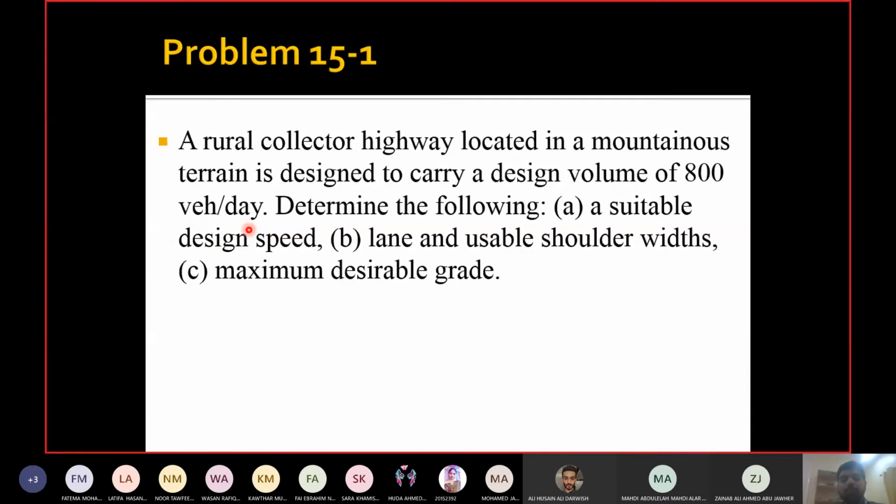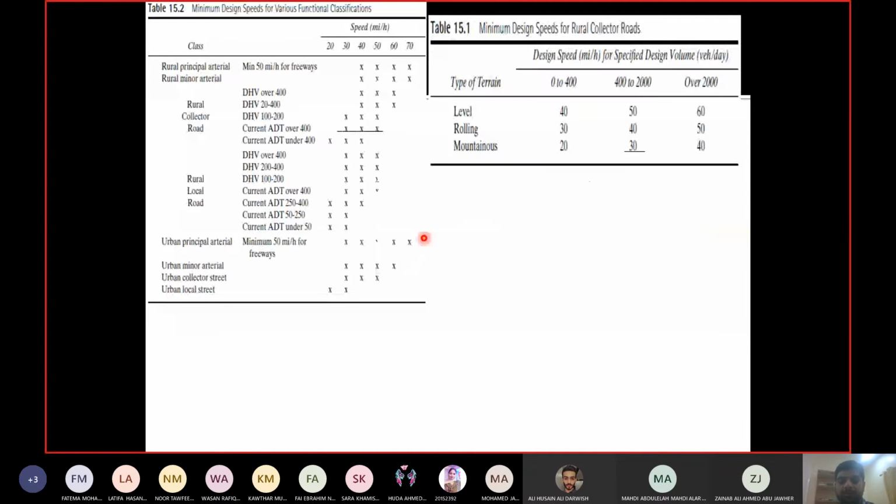We have to find out the design speed, width of the lane and shoulders, and the gradient of the road. Okay, so basically 4 things. Starting with the speed. For speed, I have these 2 tables. Okay, if you are designing a rural collector, then you can use this table as well as this table. If you come here, ADT is 800.